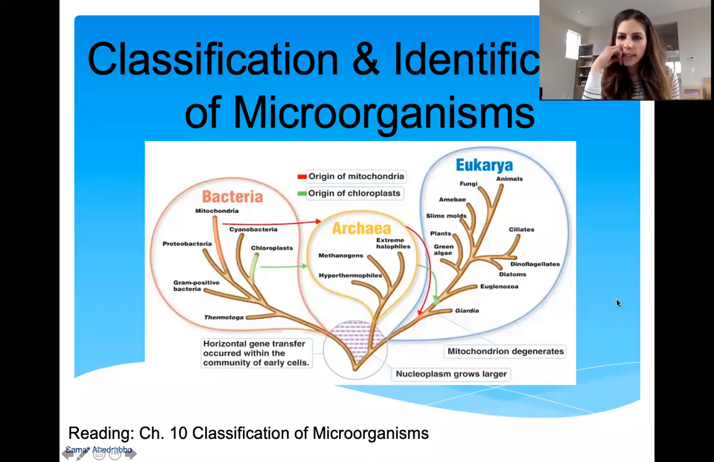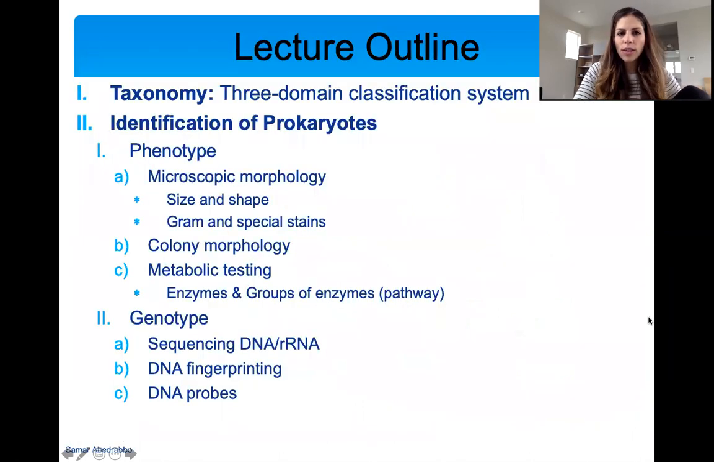Hi everyone. So in this lecture, we're going to talk about how we classify and identify different microorganisms, different microbes, and we're going to focus on the three domains of life. So we're going to talk about what the word taxonomy actually is, how people came up with this three-domain classification system, and if you're given a bacteria, which is a prokaryote, how do you identify what exactly it is?